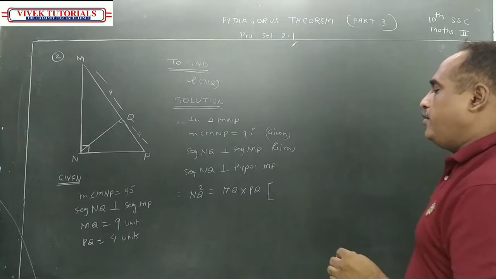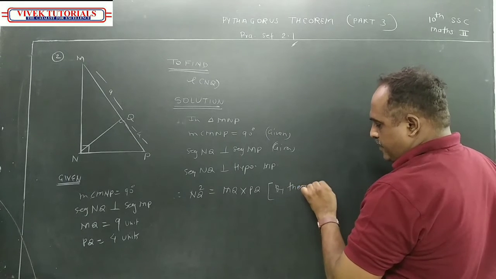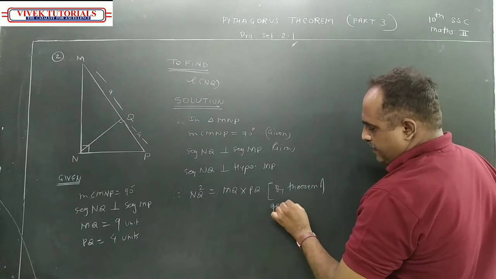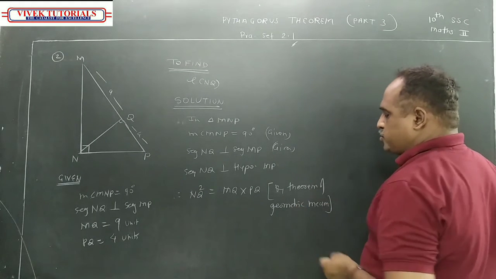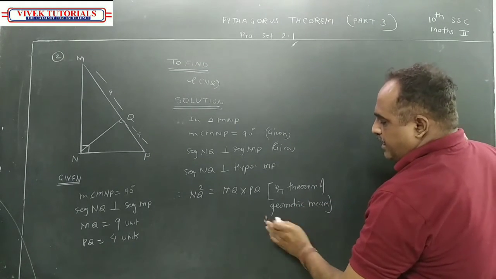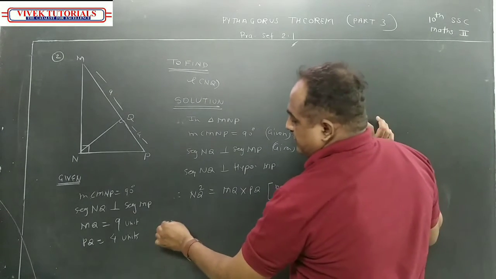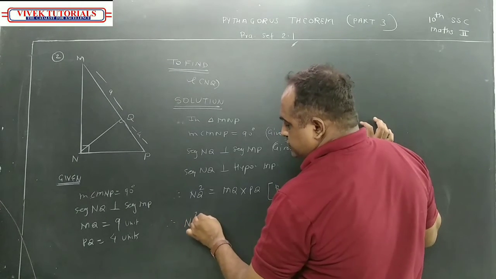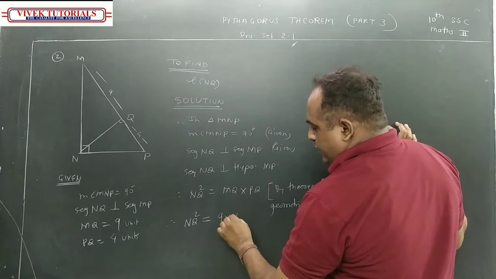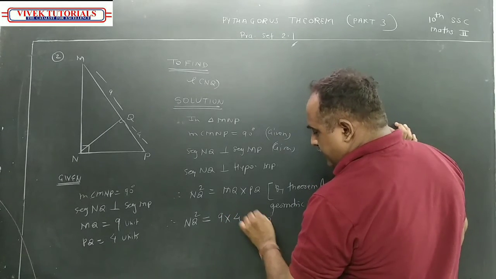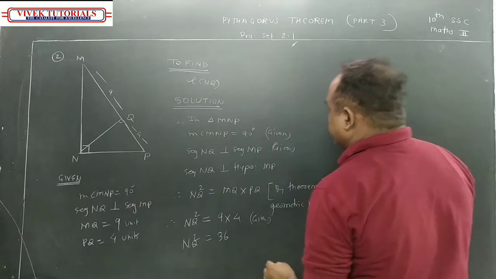The reason we are going to write is by theorem of geometric mean or property of geometric mean. Okay, geometric mean, that is more than enough. Therefore I can write NQ square is equal to 9 into 4. This is actually given. Therefore NQ square is equal to 36.